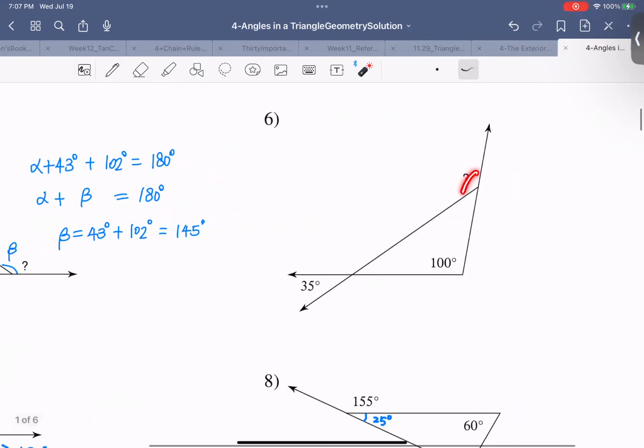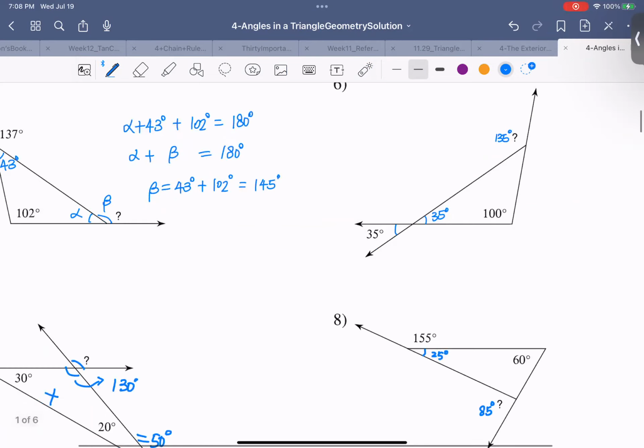Now, look at here. This is 35, so this angle will also be 35. This is because of vertical angles. Now, based on the exterior angle theorem, how much will be here? It'd be 135. Very good. Excellent. We can get it quickly.